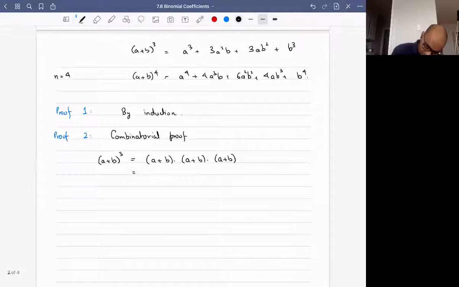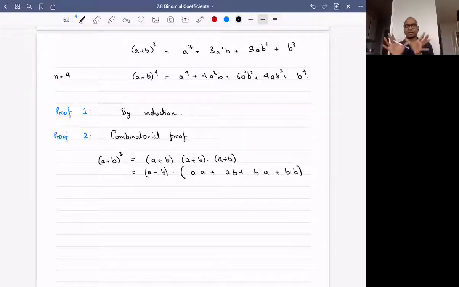I'm going to start with the last two brackets. Let's multiply the last two. Then I'll get a times a plus a times b plus b times a plus b times b. So I'm expanding, I'm unfolding the brackets, the multiplication, but I am not simplifying my results. This is by now a recurring pattern in almost everything we've done in combinatorics. It's actually not beneficial to simplify everything right away because it hides the patterns. Right now you can see some pattern going on here. Now let's expand this out.